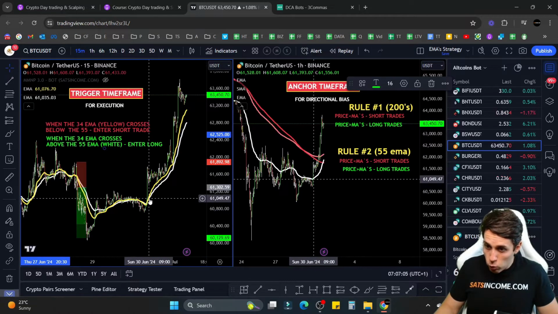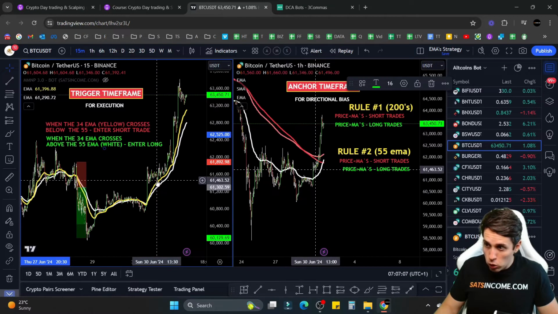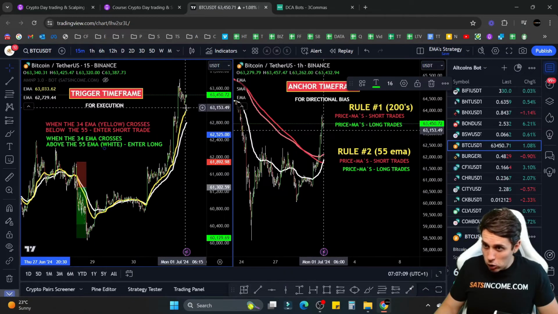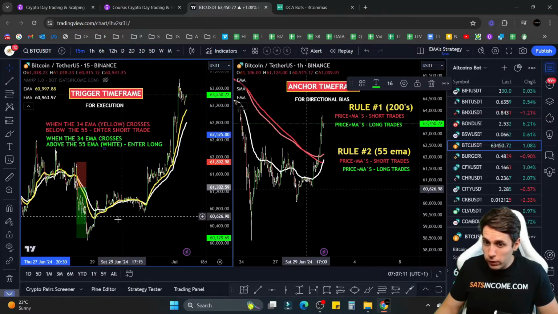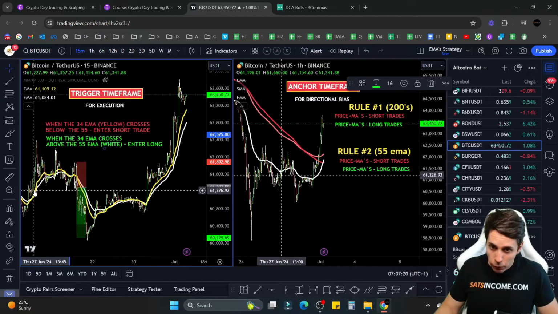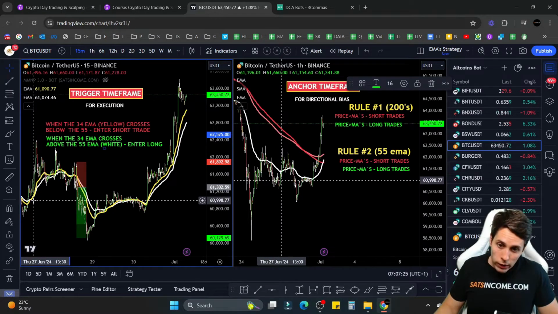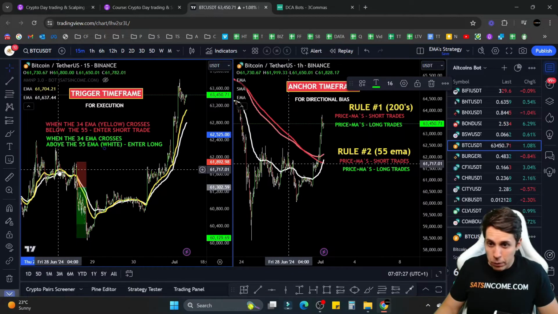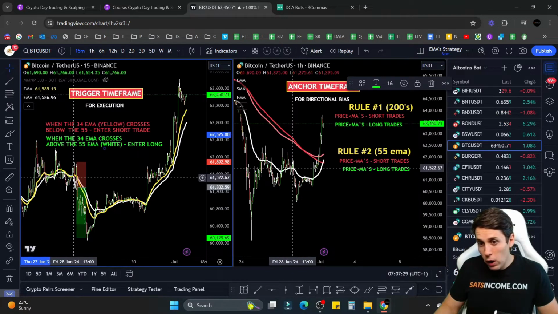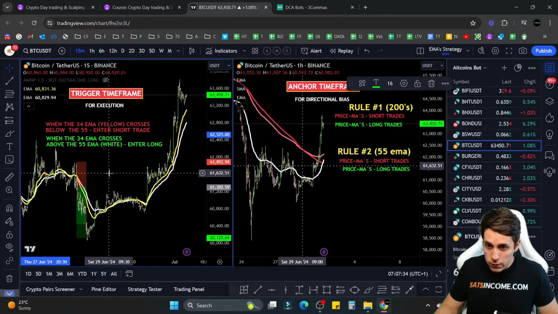So for example, if you enter a long trade right here on this bull cross, you're gonna exit this long trade when the 34 crosses below the 55. Just like here. So if you enter on this bull cross, you're gonna exit on the bear cross, right? Bull cross is when the yellow crosses above the white line. Bear cross is when the yellow crosses below the white line. And the opposite is for shorts.